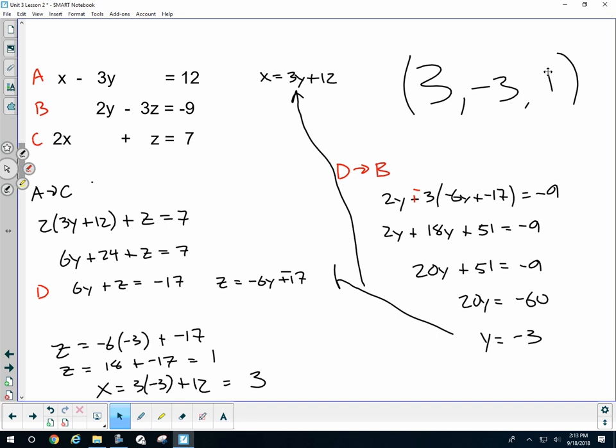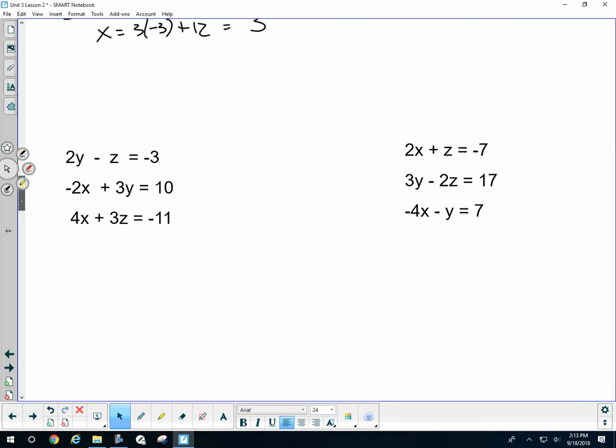3 minus 3 times -3, so that's going to be 3 plus 9. 3 plus 9 is 12. Okay, good. 2 times -3, -6 minus 3 times 1. So -6 minus 3, -9. 2 times 3, 6, plus 1, 7. Fantastic. So that was great.